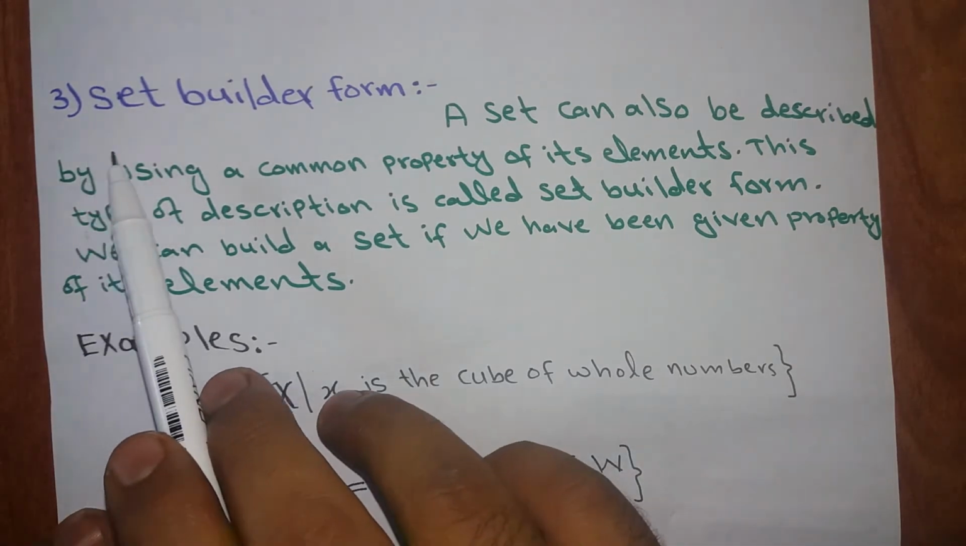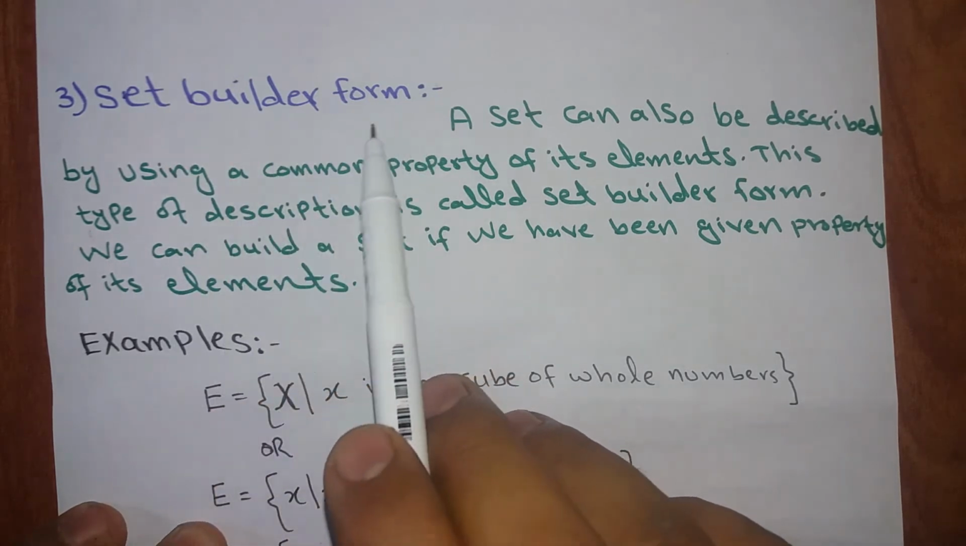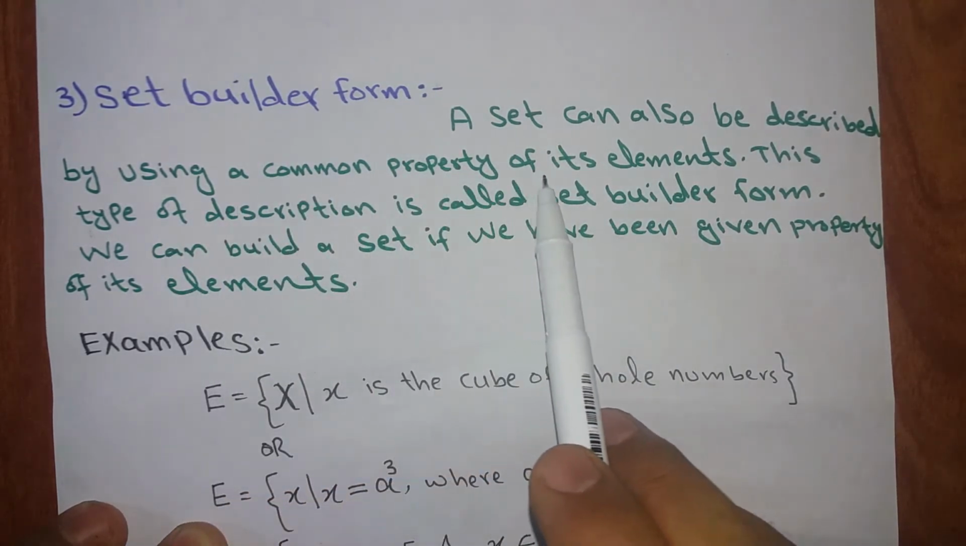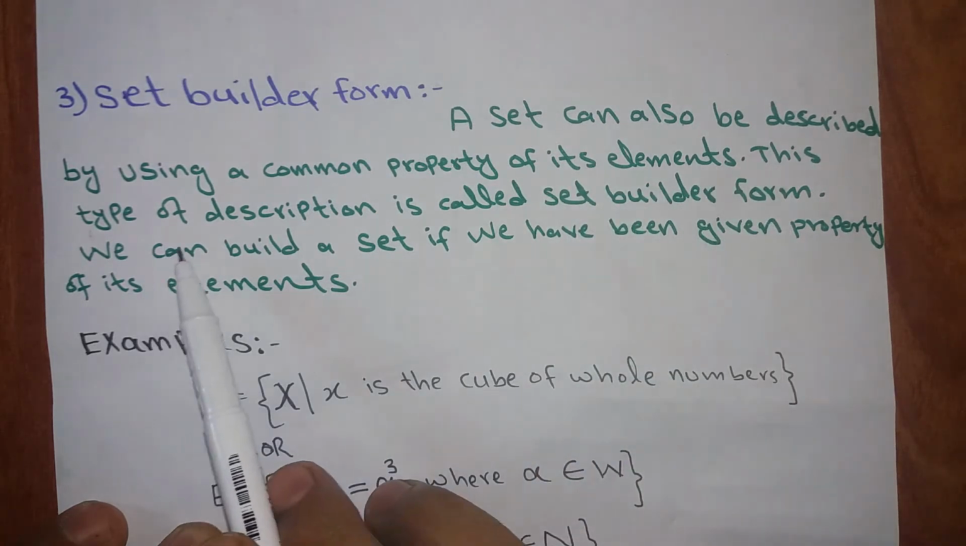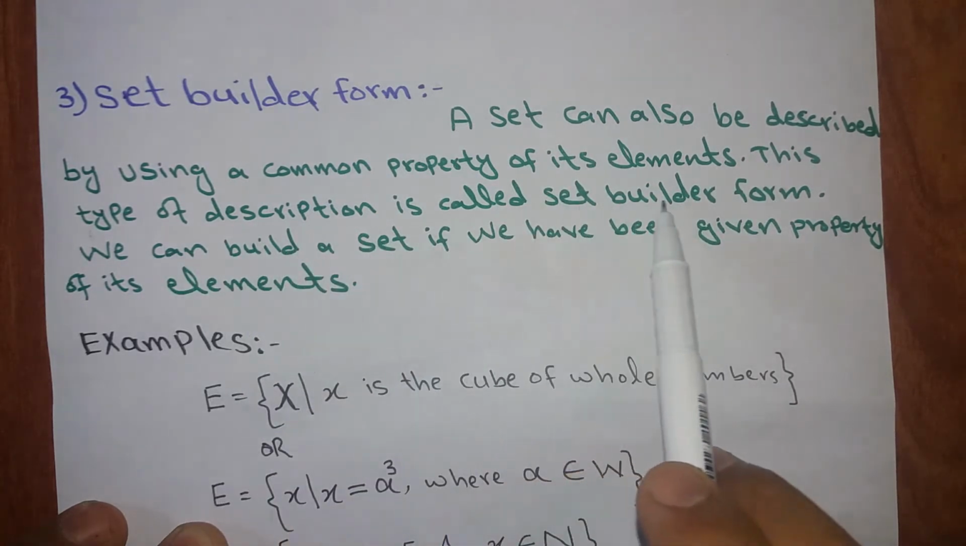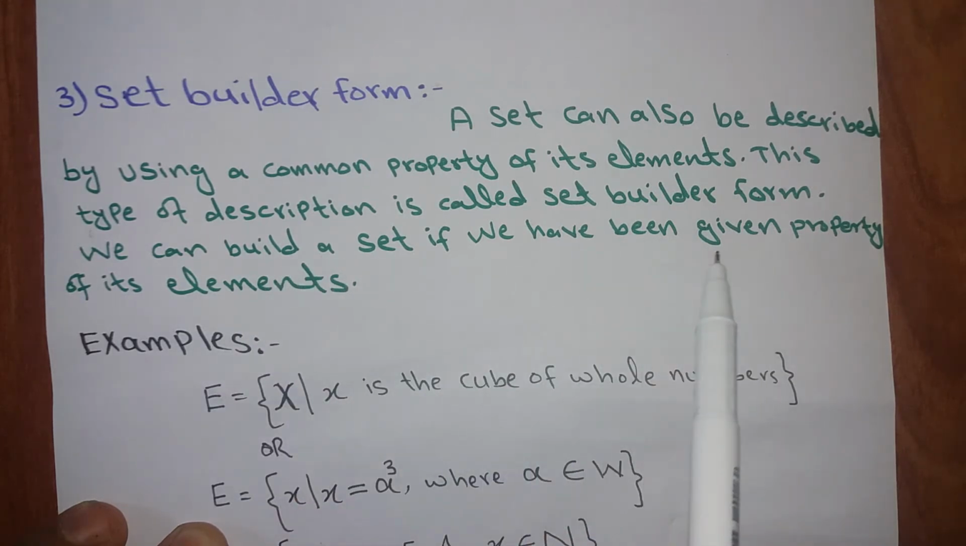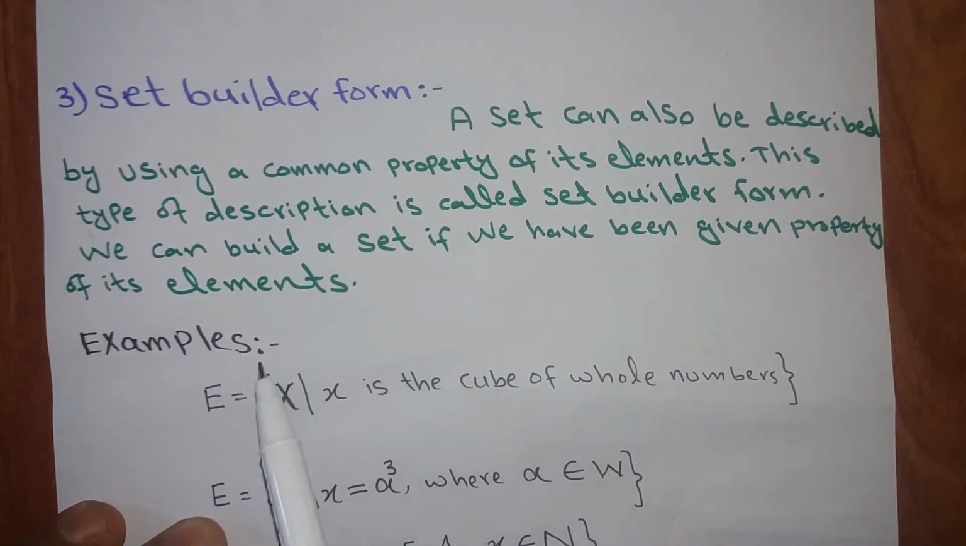So here is the proper definition of the set builder form. A set can also be described by using a common property of its elements. This type of description is called set builder form. We can build a set if we have been given a property of its elements.